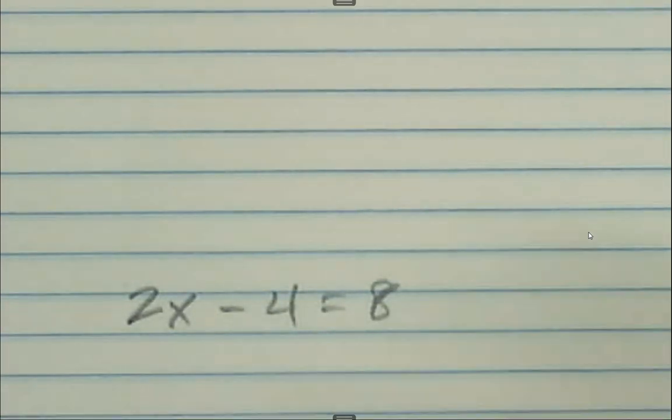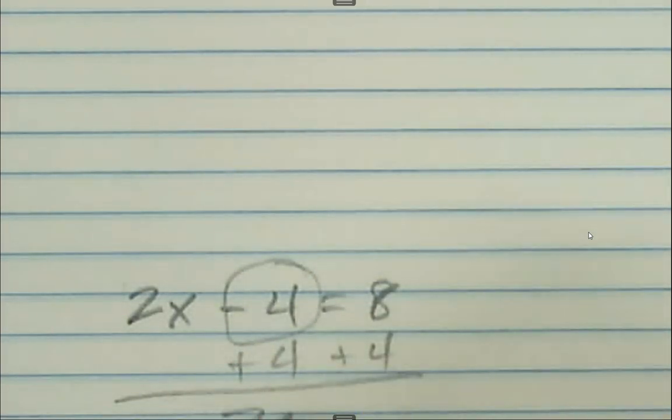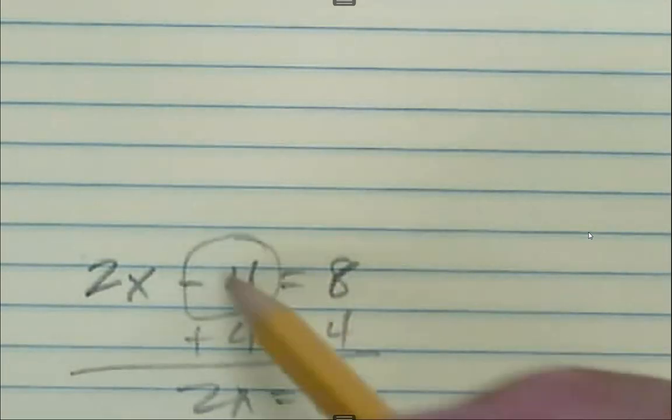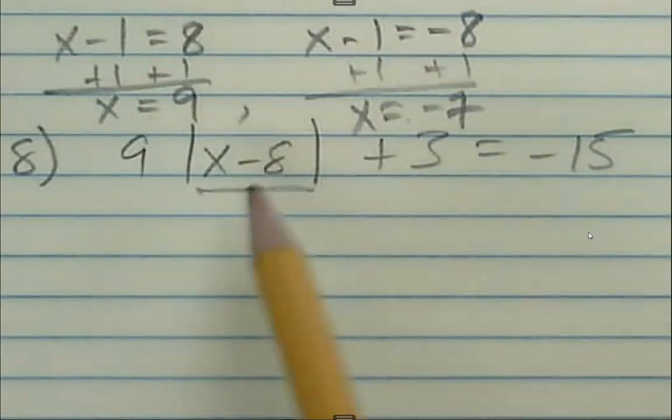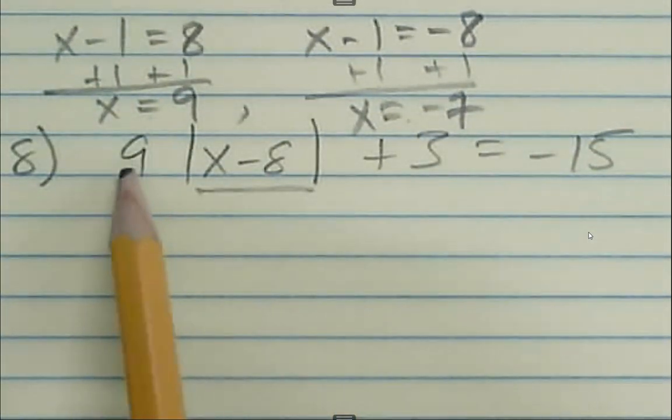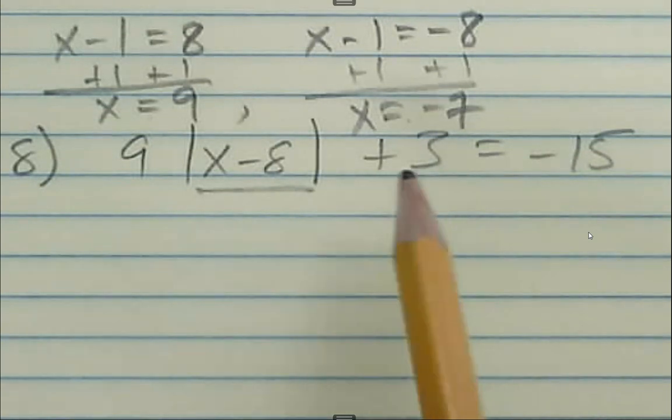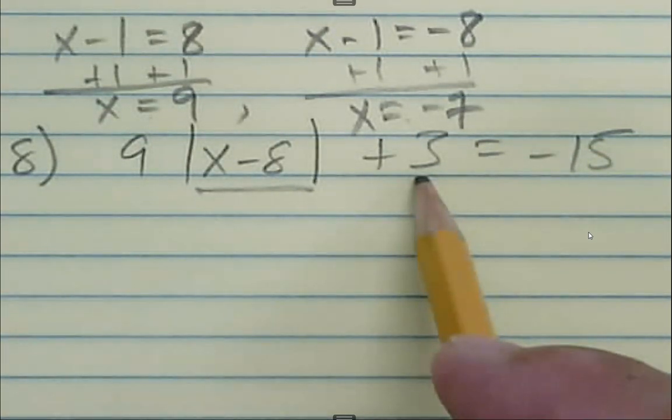Well, you would, of course, tell me I need to deal with this part first. I need to add 4 to both sides. And then I could do 2x equals 12 and finish that on out, right? Well, let's look at our problem up here. Just think about this as a value of x. So really I've got like 9x plus 3. Well, that tells me then I need to get rid of this first.